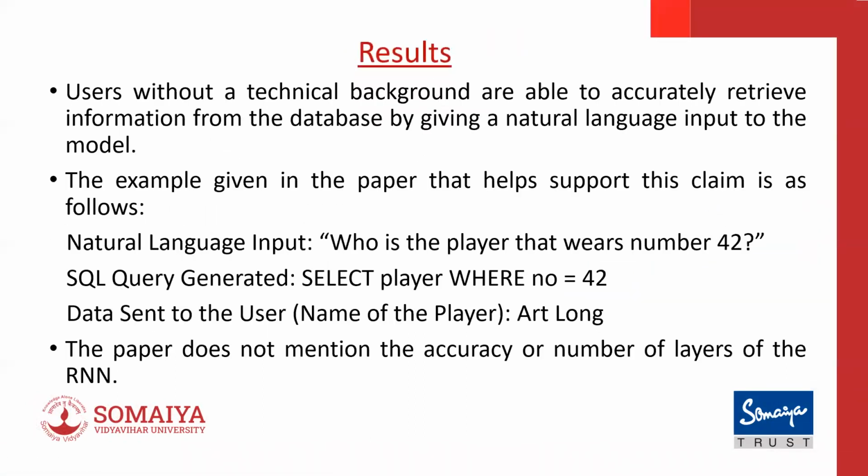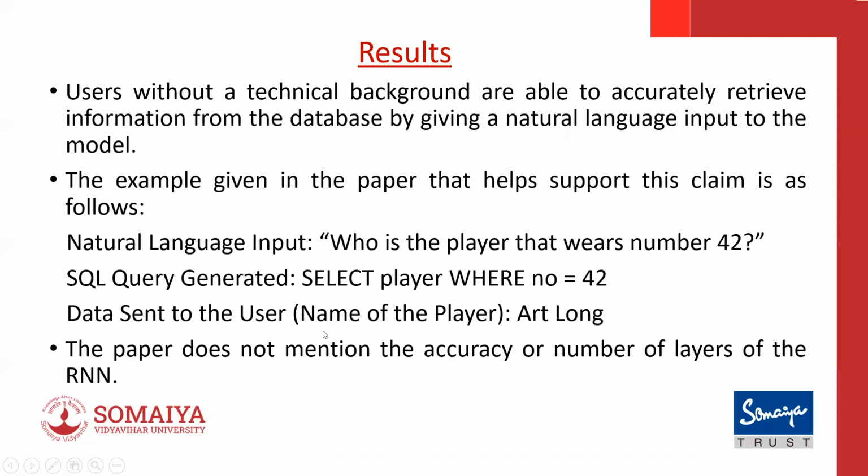So now these are the results. One of the good things is that a user without any technical background can also retrieve information from this database. And this is just an example that they had given in the paper for the results. The natural language input is: who is the player that wears the number 42. And then the recurrent neural network generated this SQL query: select player where number equals 42. And then this is the data sent to the user in the front end. Art Long is the name of the player that wears number 42.